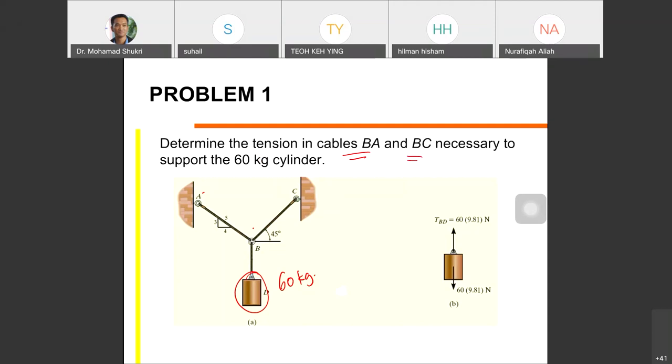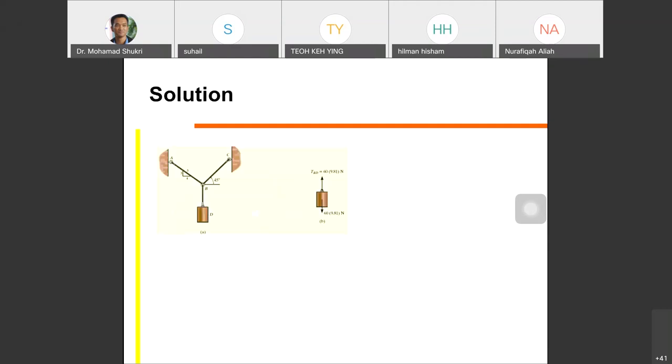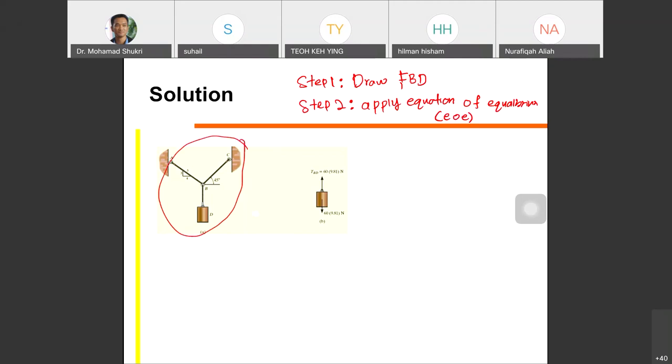All right. So you need to convert this into a free body diagram. Remember two steps. Step one, you need to draw the free body diagram. And step two, apply the equation of equilibrium. Or we call it the equation of equilibrium for short. All right. So convert this into FBD.